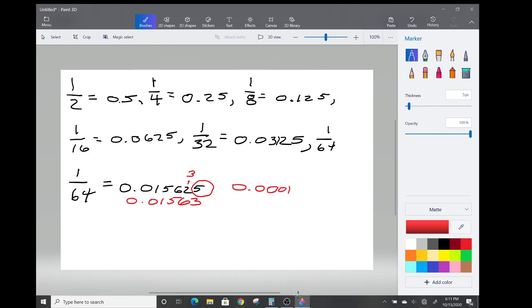So let's just say we're going to go to 4 decimal places. 1, 2, 3, 4. This is the degree of precision. So our degree of precision is 1 over 10,000.